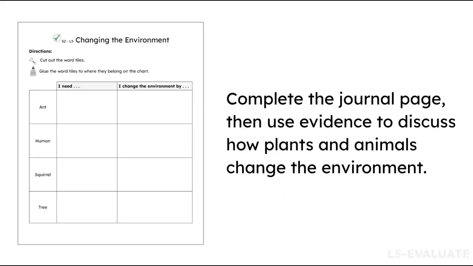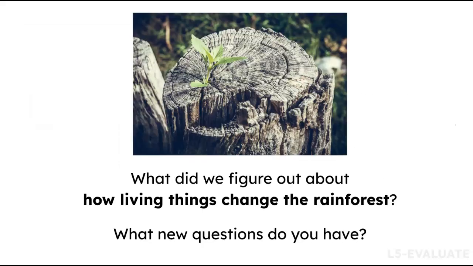For the Evaluate portion, you'll have students complete Changing the Environment student journal page. After students complete the journal page, you'll have them use the evidence from the journal page to discuss how plants and animals change the environment. To support student sense-making across the unit, you'll orient them back to the driving question board. You'll ask students, what did we figure out about how living things change the rainforest? And what new questions do you have?